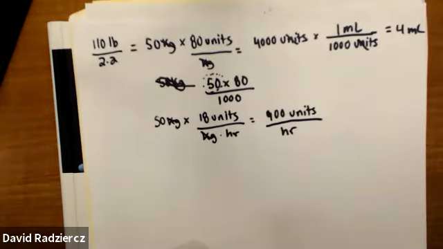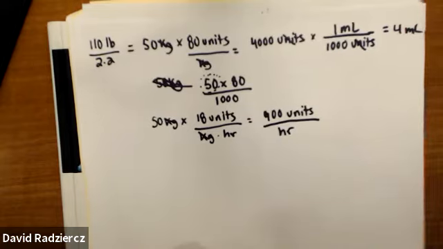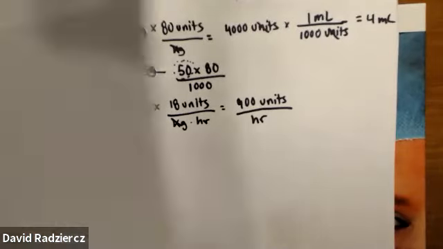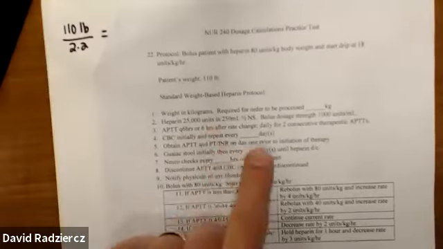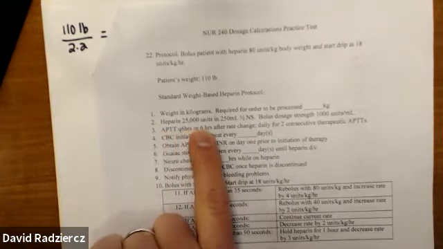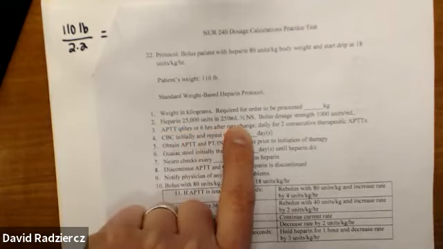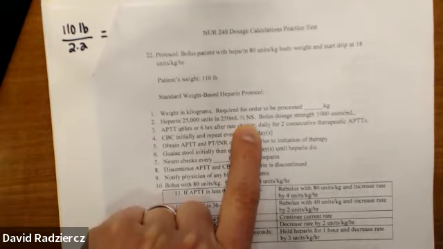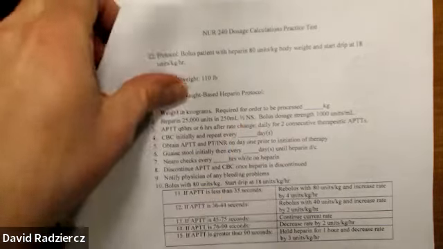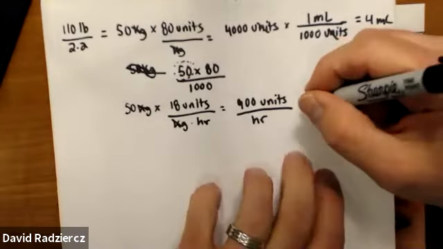Now, again, if I just wanted units per hour, I'd be done, but it doesn't want units per hour. We want milliliters per hour. So we're going to go back to our protocol. You're going to see that in step 2 of the protocol, it says heparin 25,000 units in 250 milliliters, half normal saline. That's what they're hooked up to. That's what their IV is connected to. And so we're going to use that information to set the infusion rate.